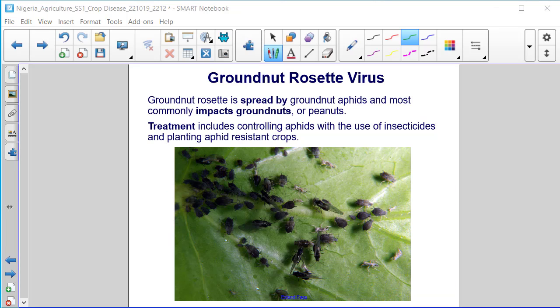Groundnut rosette is spread by groundnut aphids and most commonly impacts groundnuts or peanuts. Treatment includes controlling aphids with the use of insecticides and planting aphid-resistant crops.